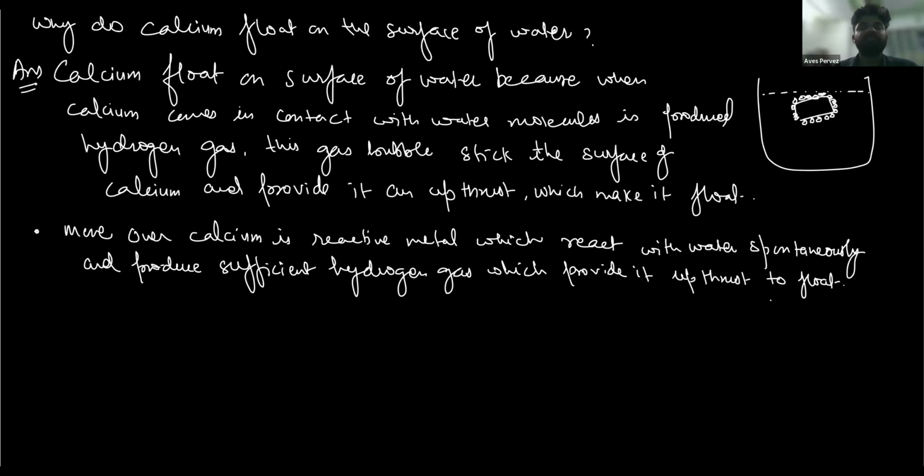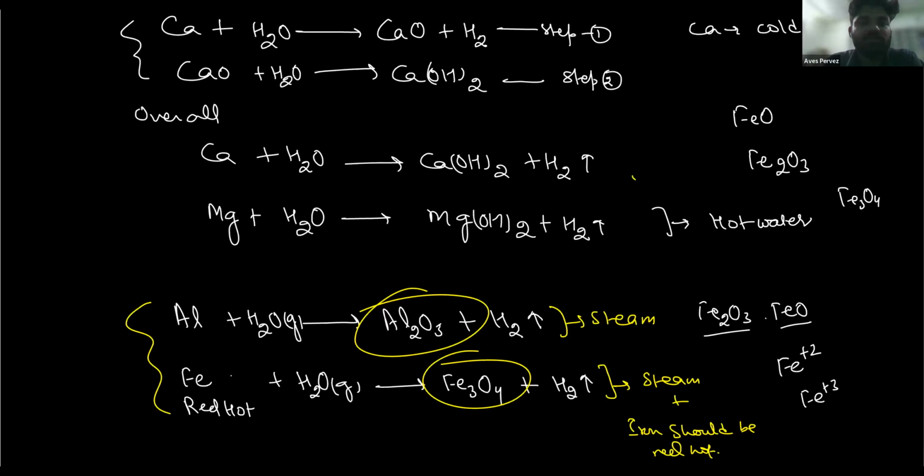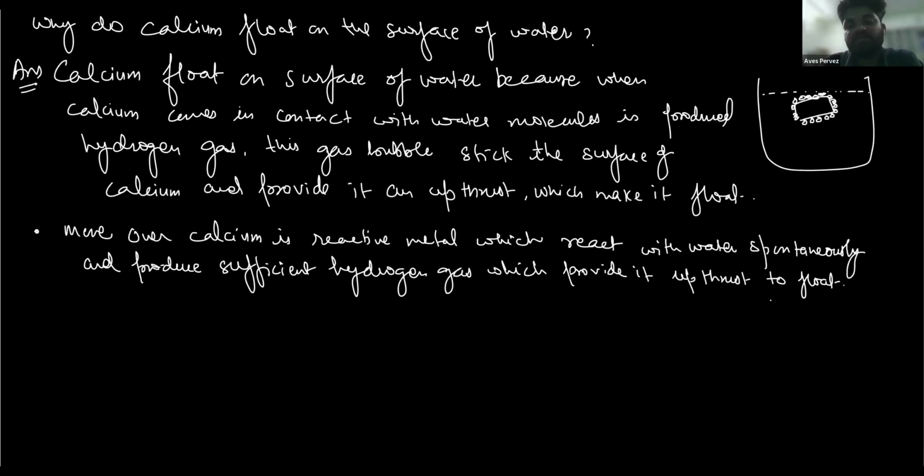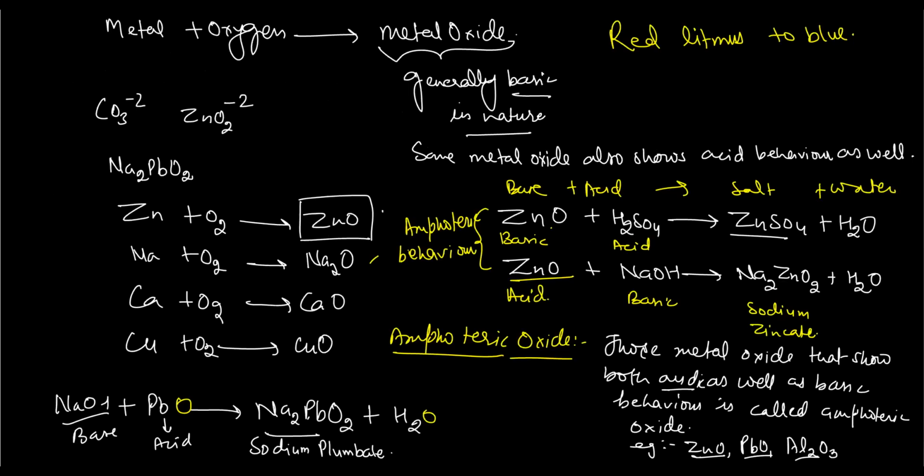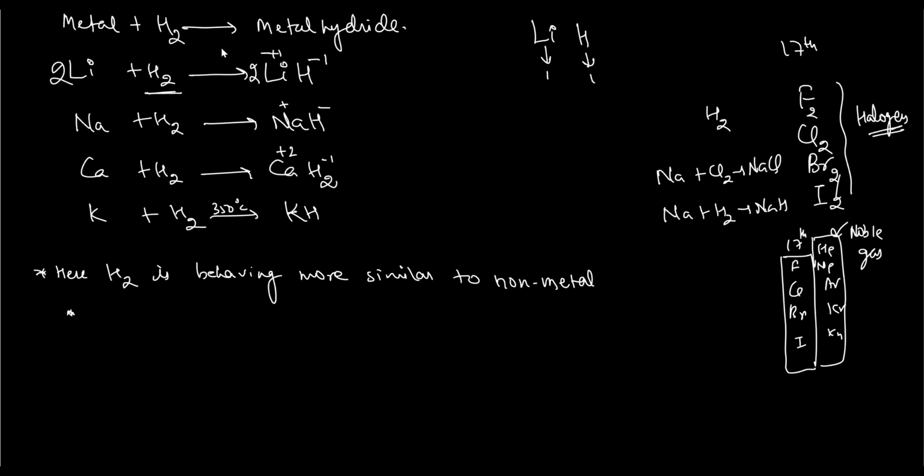So in the previous class, we were discussing the chemical properties of metals. That metals readily react. Metals react with water. Metals react with acids. Metals react with bases. We have discussed all of this. Metals react with hydrogen to form metal hydride. Okay, so we have discussed this.